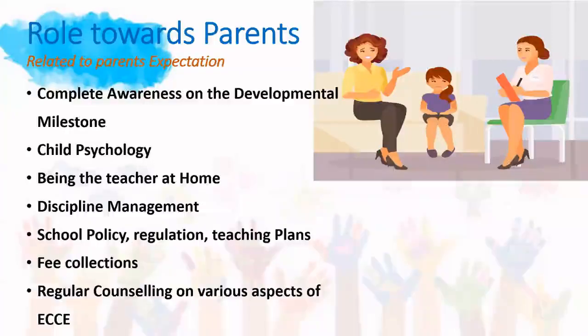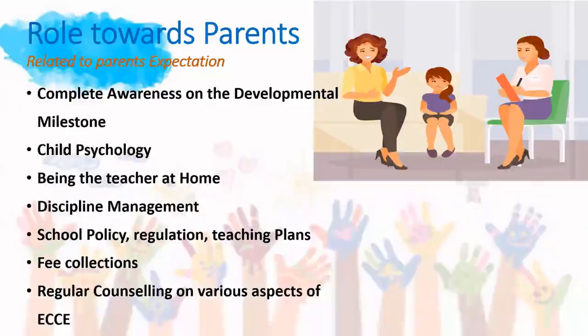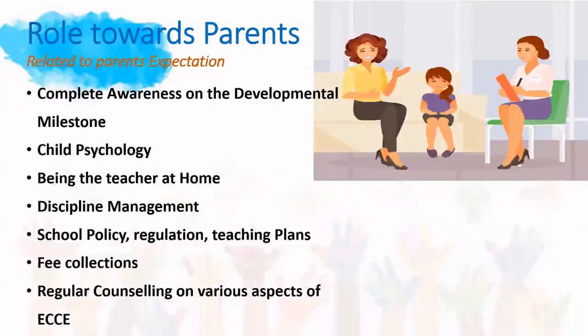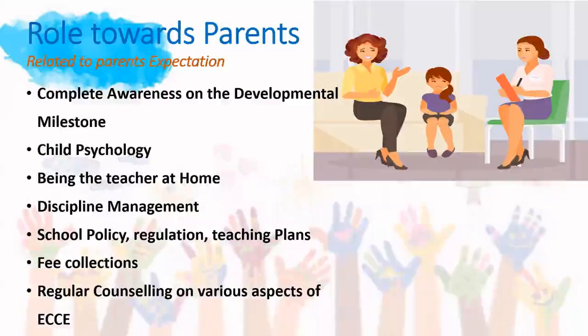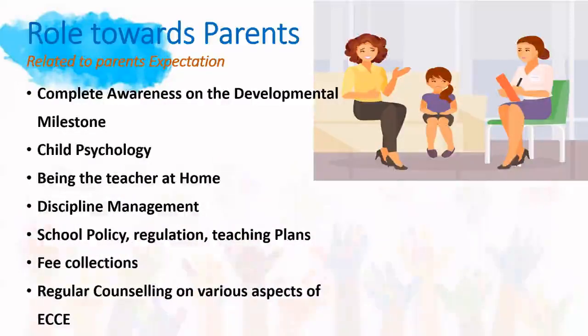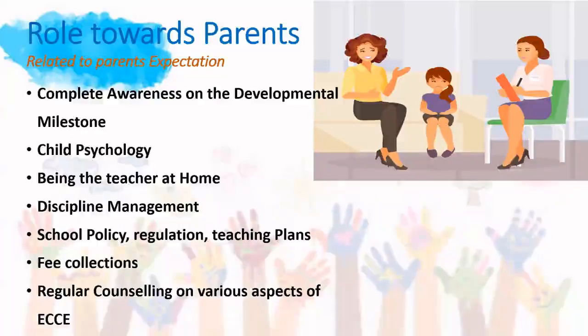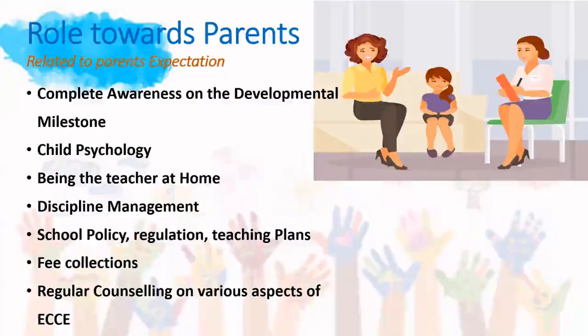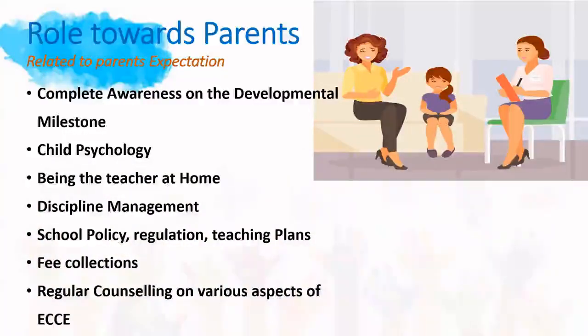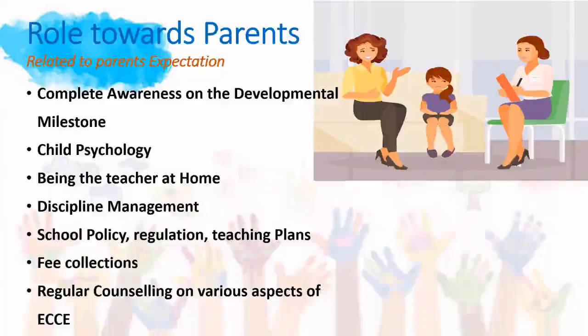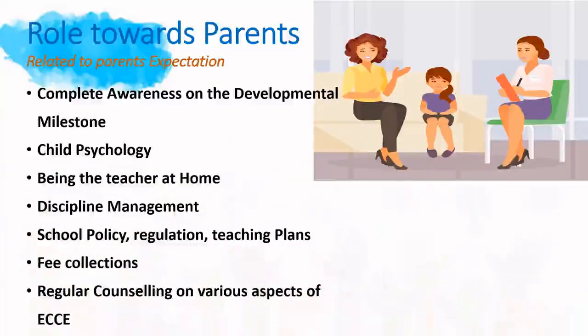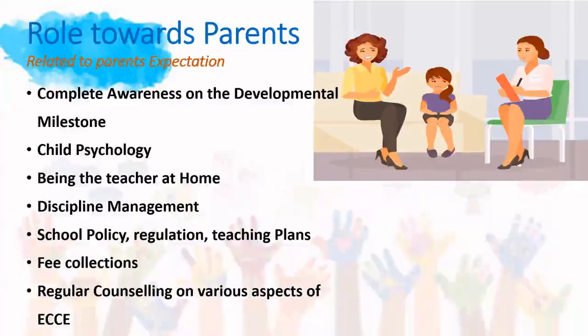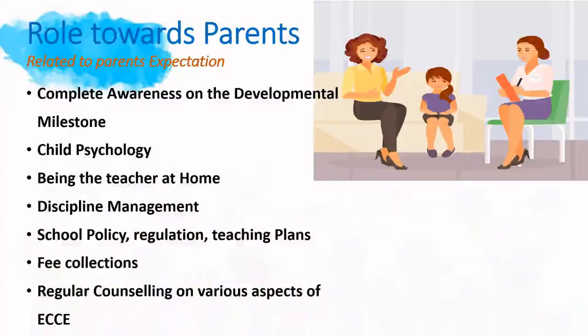And finally, regular counseling on various aspects of early child care and education. ECCE has a very, very well defined framework of skill development and overall health and nutrition of the child in the age group of 2 to 6 years. Knowing them in simpler terms will make a lot of things easy for the child to grow as a great human being.